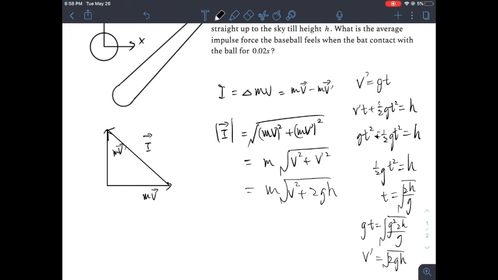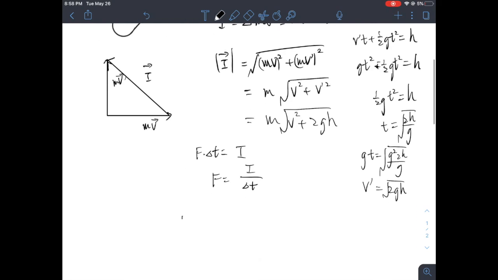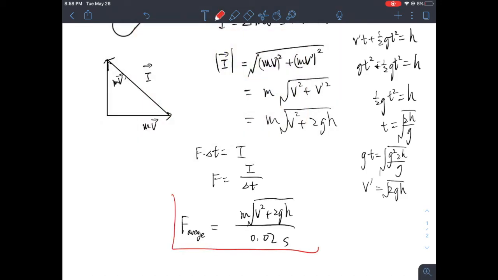Then we need to find the force. Remember, force times delta t is equal to the magnitude of impulse. Then force will be equal to impulse divided by delta t. We know the magnitude of impulse is m times the square root of v squared plus 2gh. Then we divide that by our changing time, which is 0.02. Then we got our final answer here.